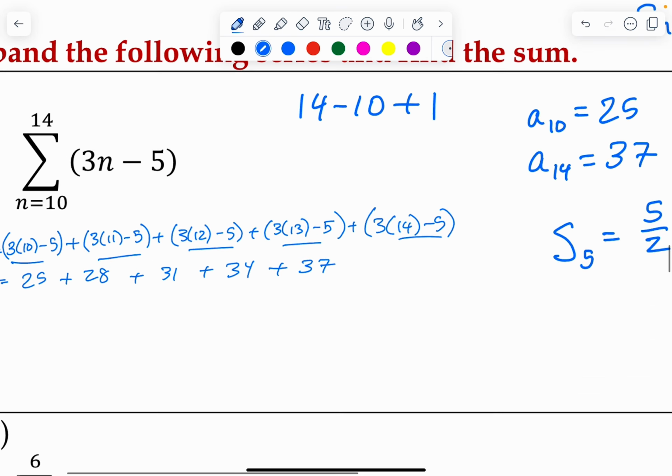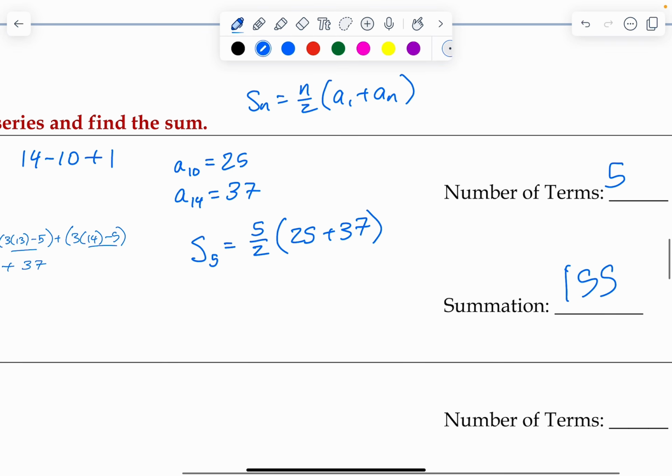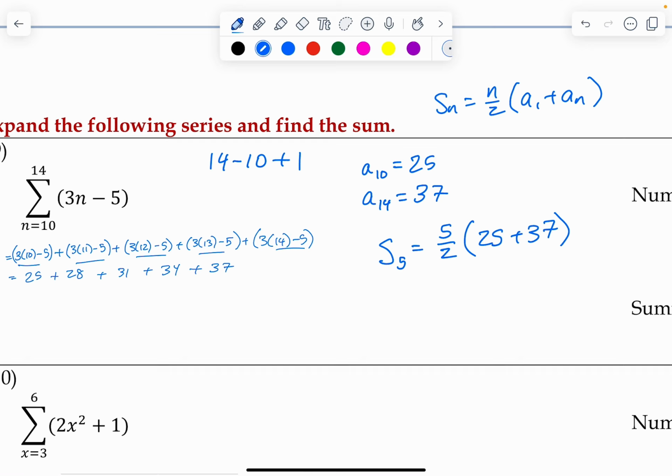I mean, it's a little annoying. It took me a little bit of time, a little bit of space. I could do that, though. But I'm going to give you problems where you can't write out all the terms, and I'm going to ask you to use the formula here and then find that this is 155.